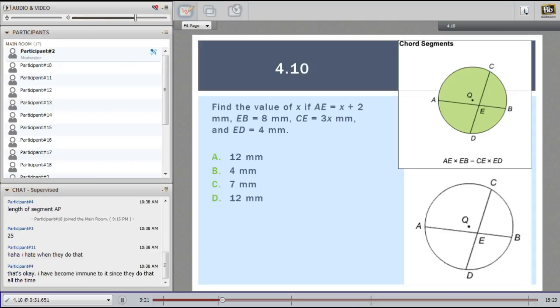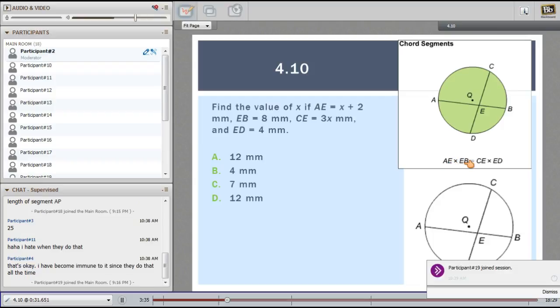All right, here's another formula. Again, it's on that formula sheet. If you have two chords and they intersect each other, here's a little equation that sometimes comes in handy. You take each piece of the chord. We have chord AB, which is broken into two pieces, AE and EB. You multiply those two pieces, and that's equal to the other chord's pieces. We have chord CD intersecting chord AB. If we take CE and ED and multiply, that's equal to the other two pieces multiplied together.